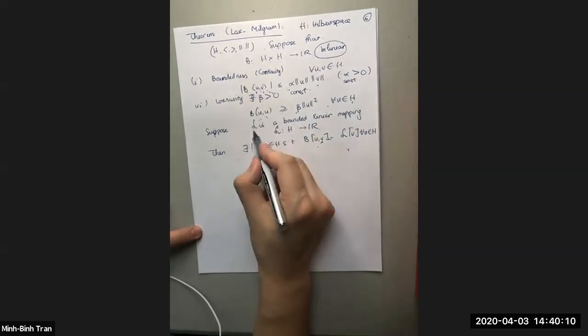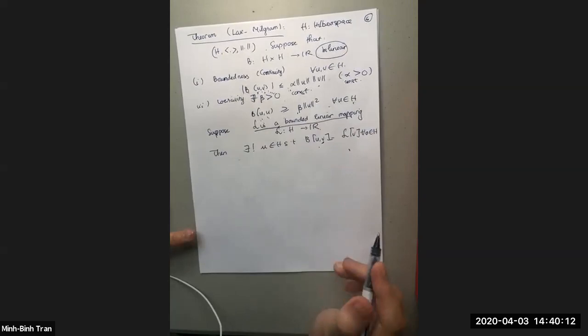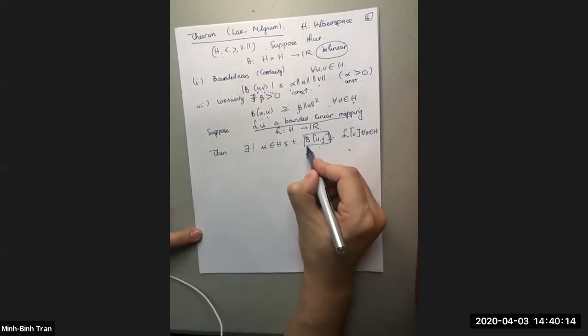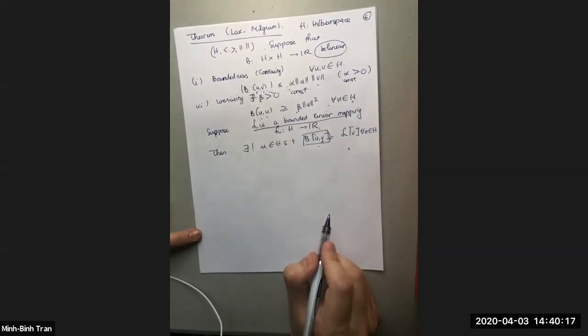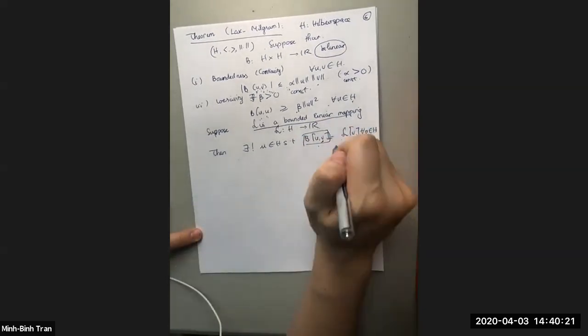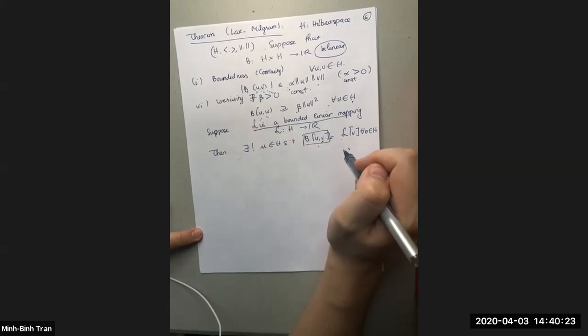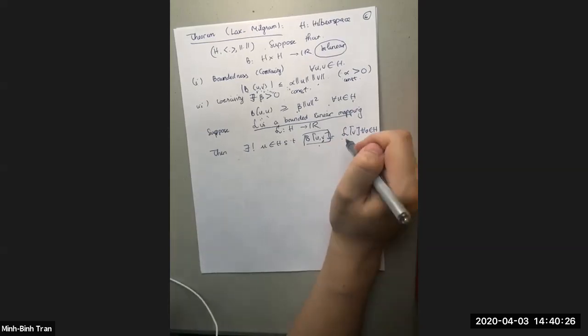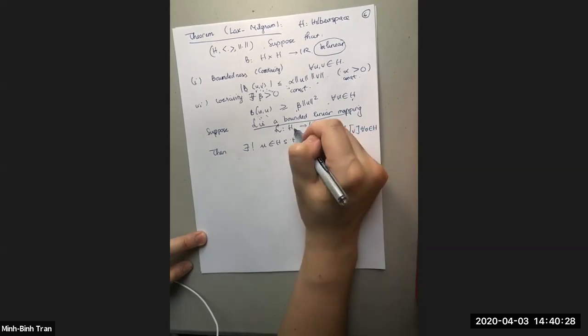Now, this is the left-hand side, which is this B. And on the right-hand side, you have what? On the right-hand side, you have this L, right? So this L is a bounded linear mapping from H to R, right?